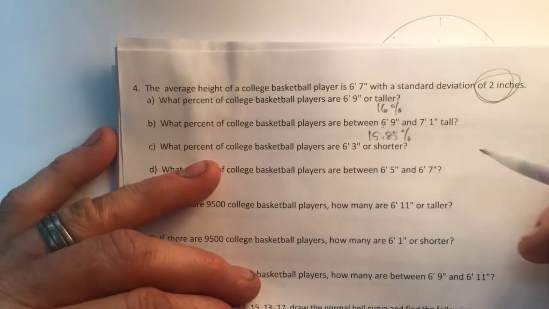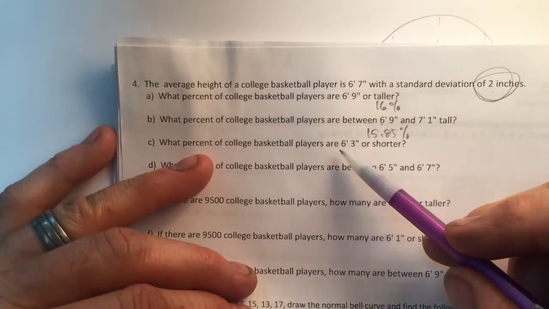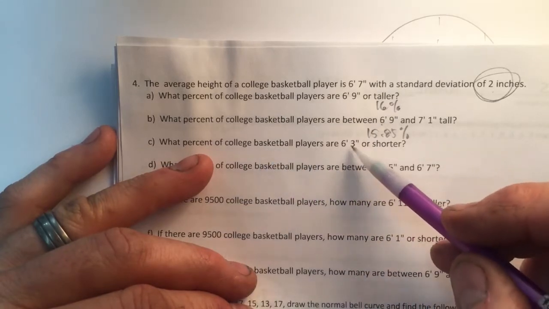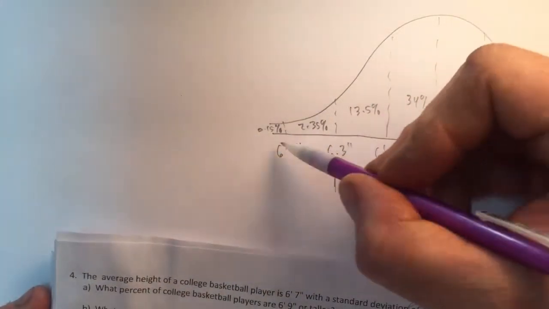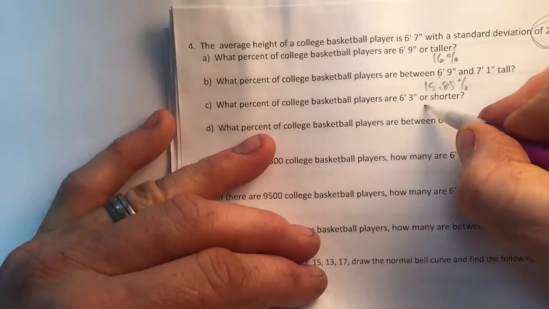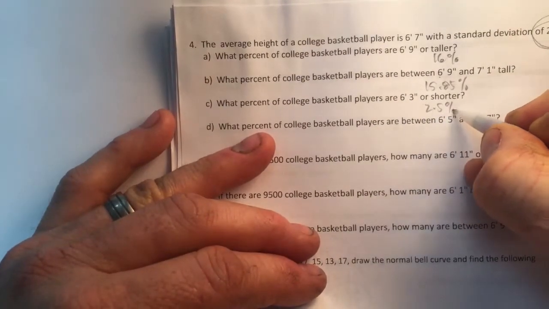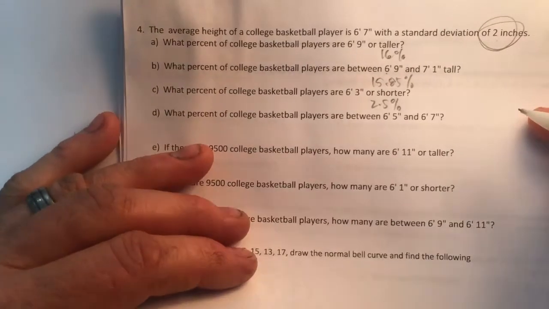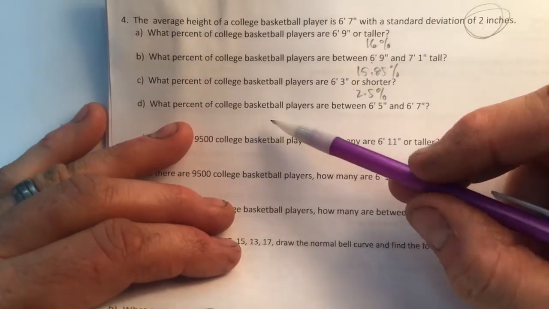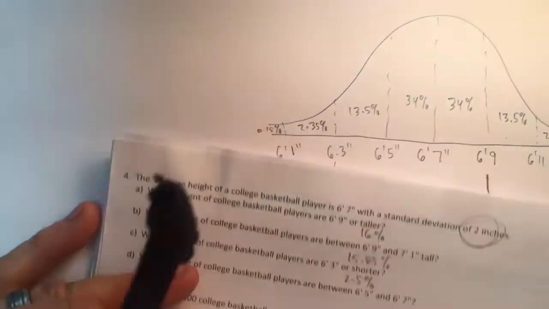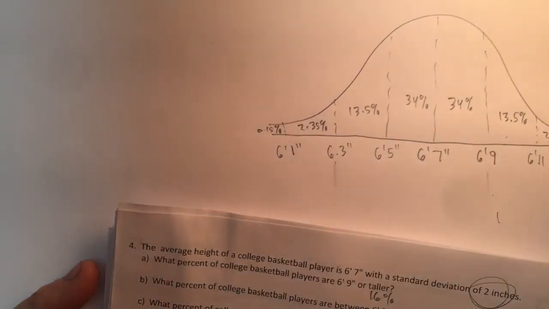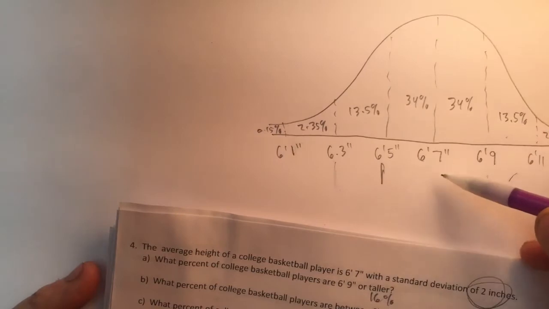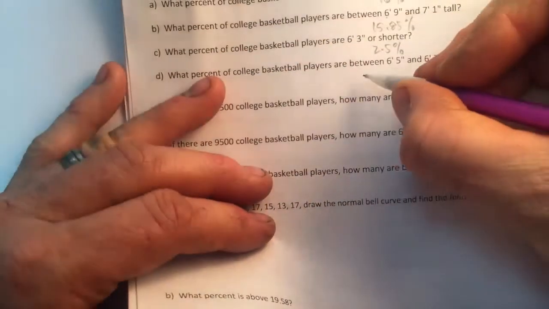Now on this one, what percent of college basketball players are 6'3" or shorter? All right, 6'3" right here, I would add these two up, which is 2.5. Now, what percent of college basketball players are between 6'5" and 6'7"? Let's erase these off. Between 6'5" and 6'7", right there, that's 34%.